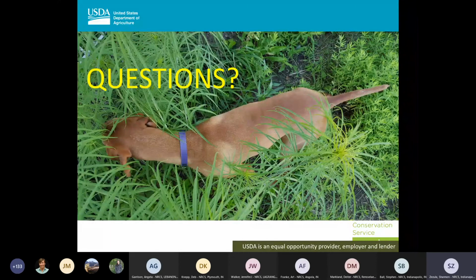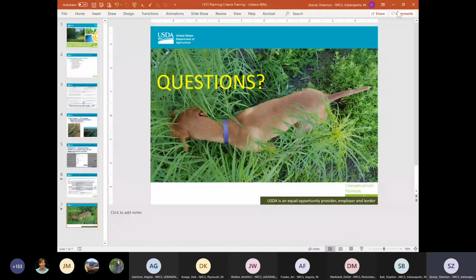Okay, with that, are there any quick questions on that brief summary of land uses and land use modifiers? All right, well, hearing none, we will turn it over to Stephanie McLean.